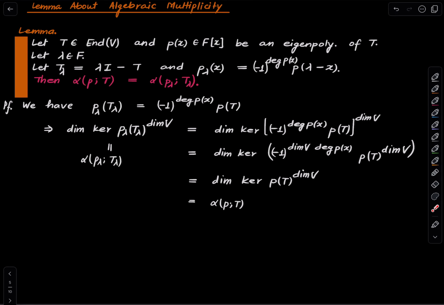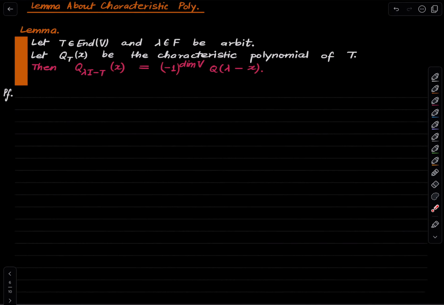Okay. And now, finally, suppose we have an endomorphism and a field element lambda, and let's write this to mean the characteristic polynomial of T. Then the characteristic polynomial of lambda I minus T is a sign adjustment times the translated version of the characteristic polynomial of T. And this is just putting the pieces together of what we have done in this lecture.